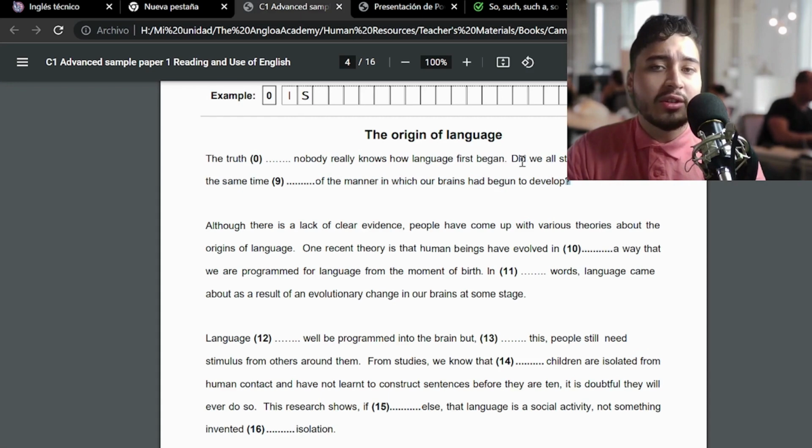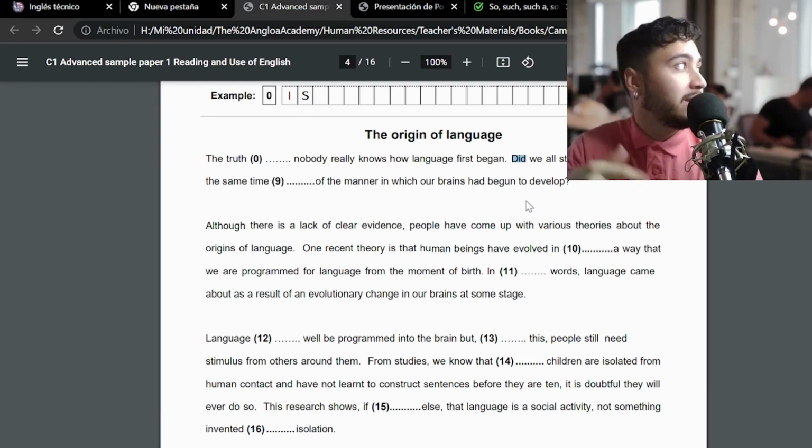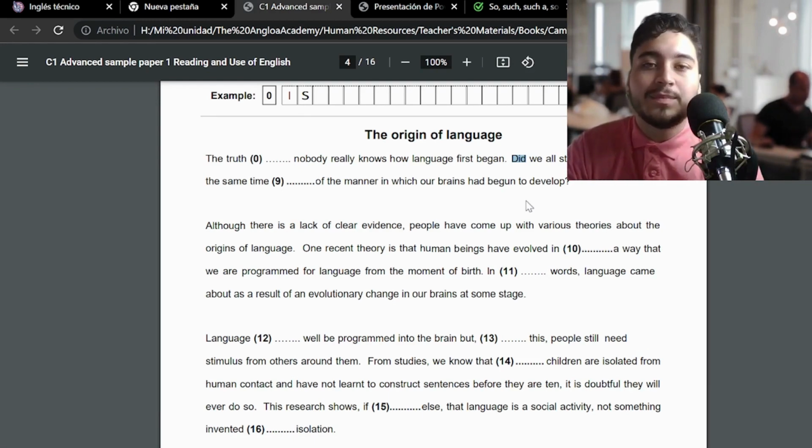First we have the question here, and we have a "did." Even though this is an inversion, and by now you should manage inversions and understand the language really well, to prepare for this exam it's really important to read lots of books, lots of texts. So, here, let's go. Did we all start talking around the same time of the manner in which our brains have begun to develop?